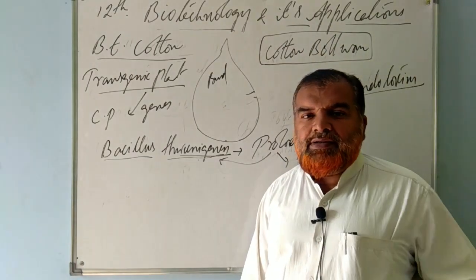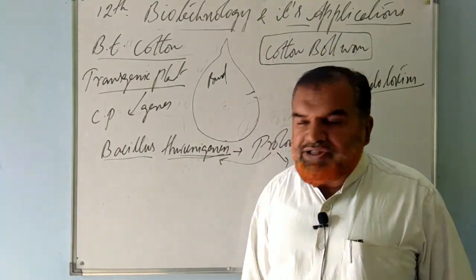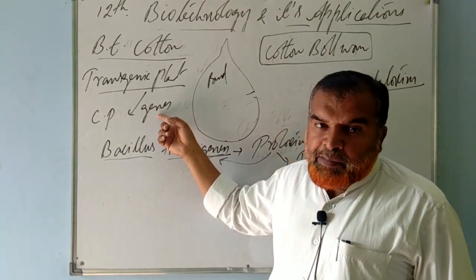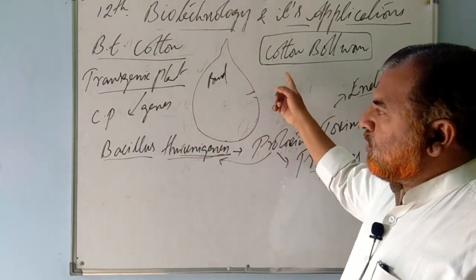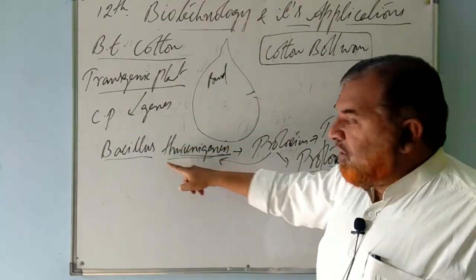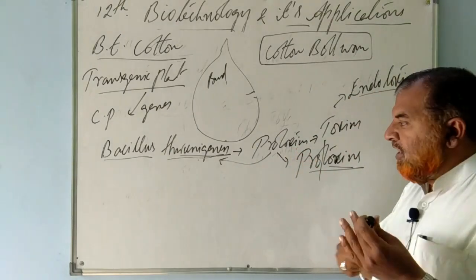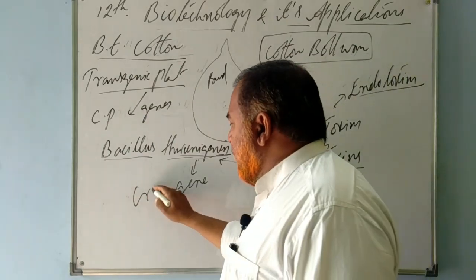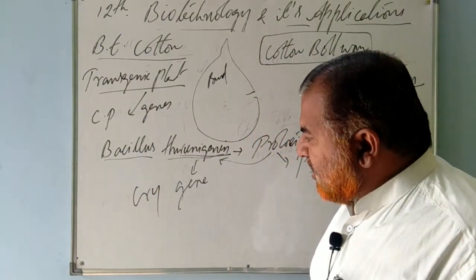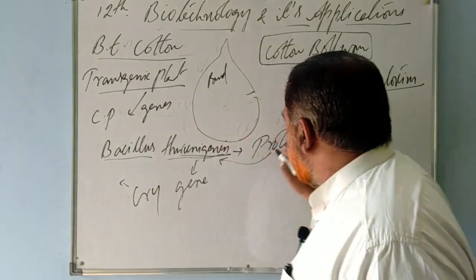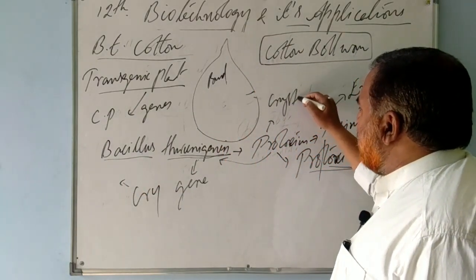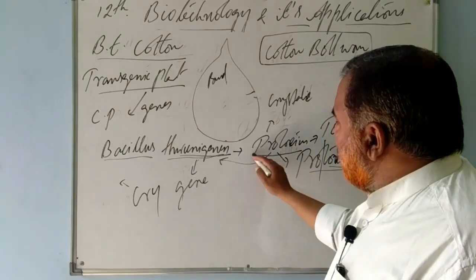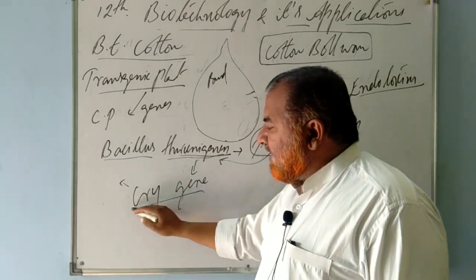This is a proof that the genetic code is universal. From bacteria you are obtaining a gene, you are incorporating it into a plant to kill an animal, a worm. The gene that produces this protein is taken from this bacteria. They are known as cry genes. What do you mean by cry here? Here cry stands for crystal protein, because these proteins can be crystallized. So they are known as crystal proteins. The gene that produces these crystal proteins is referred to as the cry gene.